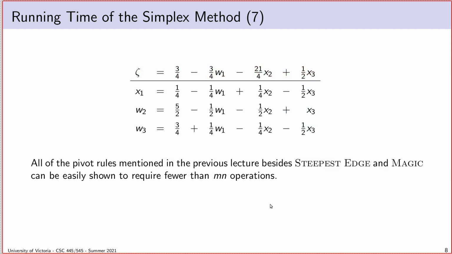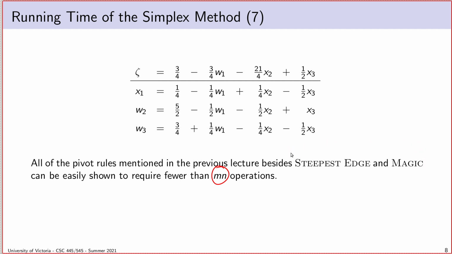I should add, though, we should be careful about a couple of things. First, we've discussed a bunch of different possible pivot rules, by no means an exhaustive set. There are lots of other options for how to choose pivots. All of the ones we discussed in the previous lecture, besides these two, we could easily show can be evaluated in fewer than this number of operations. And so again, as long as we're not using these two, I think we can demonstrate that the running time of each individual iteration is dominated by the pivot itself. That said, I've got a bunch of disclaimers.